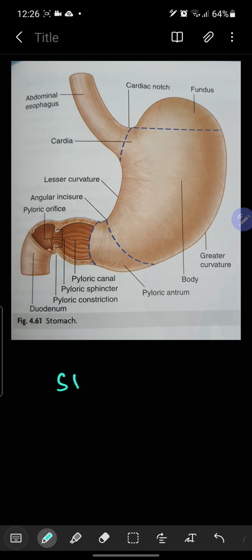So today's discussion will be on stomach. In this session we will discuss about arterial supply, venous supply, lymphatic drainage and nervous supply of the stomach region. So I will be discussing about the posterior relation of the stomach, that is stomach bed.